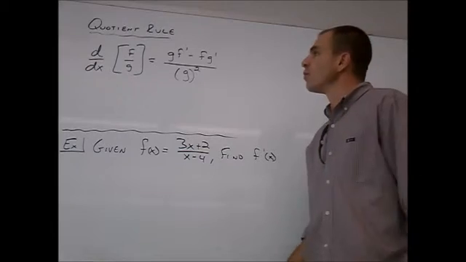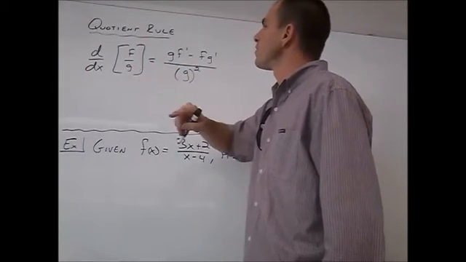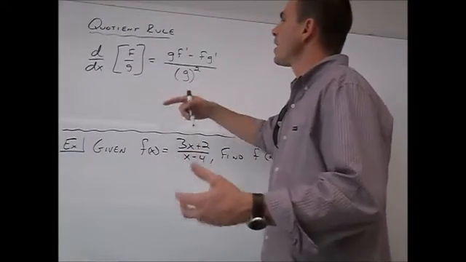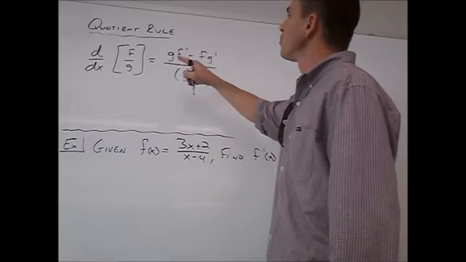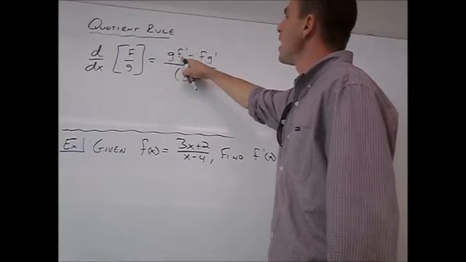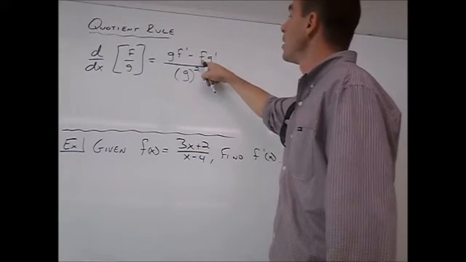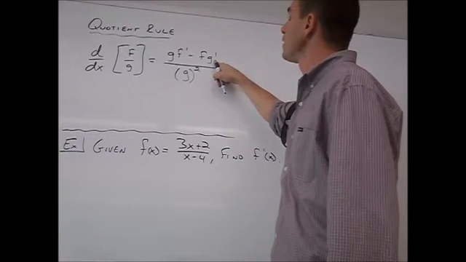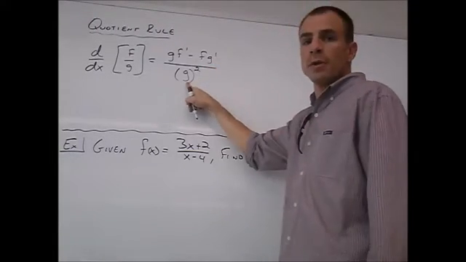All right, quotient rule. When we're dealing with the quotient rule, we have an expression in the numerator and an expression in the denominator. We have some kind of function where there is division going on, and the quotient rule says that we have the denominator untouched times the derivative of the numerator minus the numerator unchanged times the derivative of the denominator, all over the denominator squared.